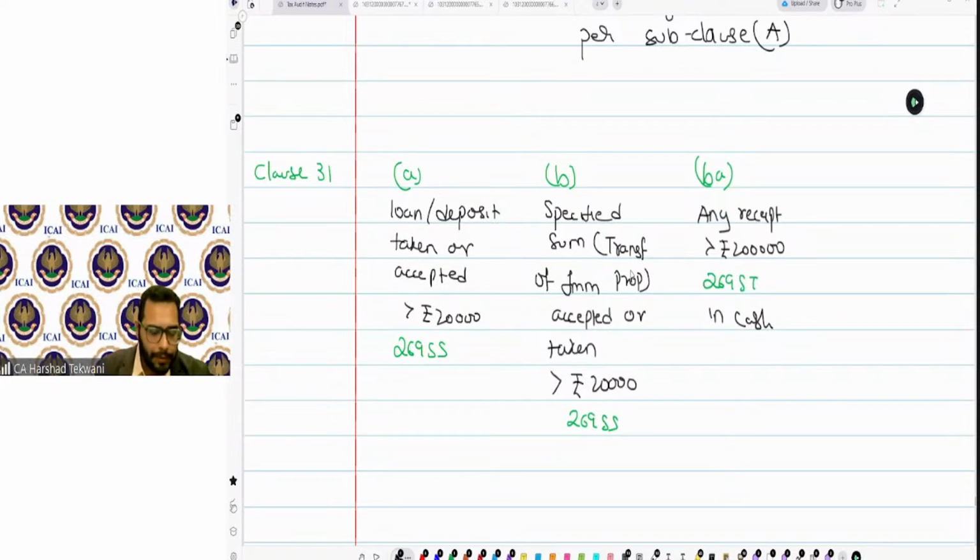Then comes the next clause, which is BB, 31BB. 31BB talks about any receipt. Again, the limit comes from 269ST, that is 2 lakh or more.